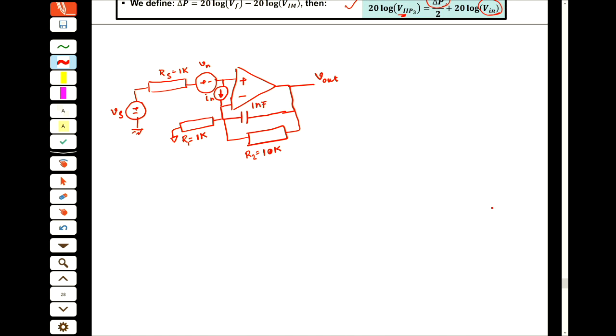If we have an amplifier like this, if we have V in, if I have a signal at this point, then V out over V in, which is the voltage gain of the amplifier, equals R2 over R1 plus 1.